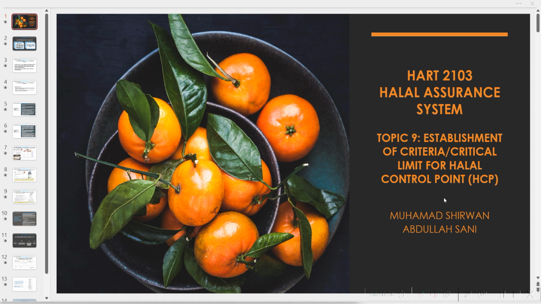Is it correct? Okay. You shall have your process flow, and from that process flow, you need to identify hazard for each of the process flow, and then from there you need to evaluate the likelihood and severity, and from the likelihood and severity you will determine the risk ranking. Any risk ranking 7, 8 and 9 will be considered halal critical point. Right? Betul tak?